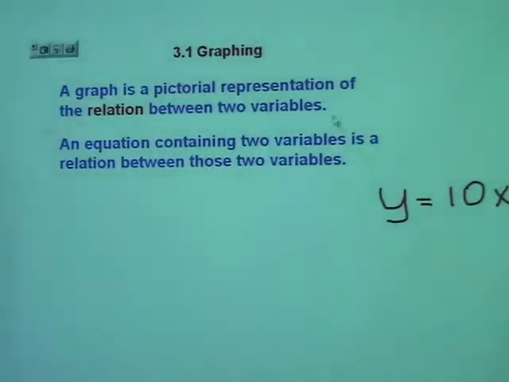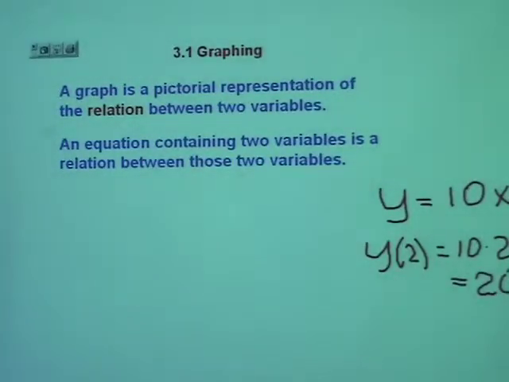What it means is that when x equal to 1, you work for 1 hour, you take home $10. X equal to 2 hours, and I'm going to write it like this, y of 2. What does that mean? The value of y when x equal to 2 is 10 multiplied by 2. That is $20. You see that? So, a relation between the two variables I can now write as y equal to 10x.